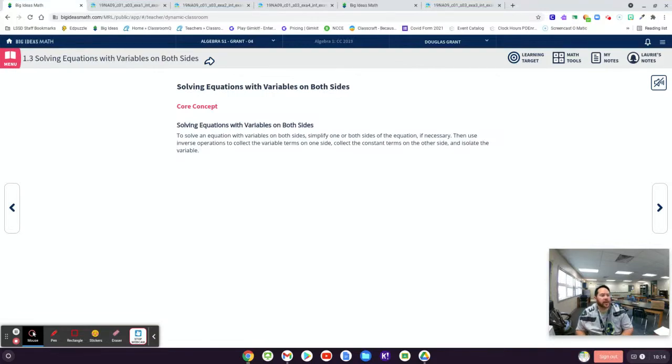Ahoy there, we are jumping right into 1.3, which is solving equations with variables on both sides of the equal sign. So basically it's the same as what you did before. To solve, you're going to simplify one or both sides, and then use inverse operations to collect the variable terms on one side and isolate the variable. So it's what you did before, but sometimes you've got to move the variables to the same side and then solve it. Let's go through some examples.